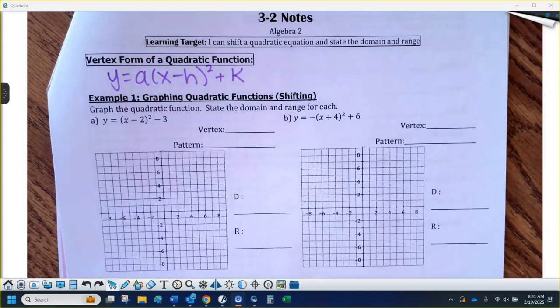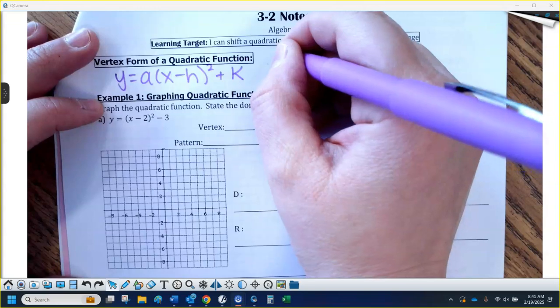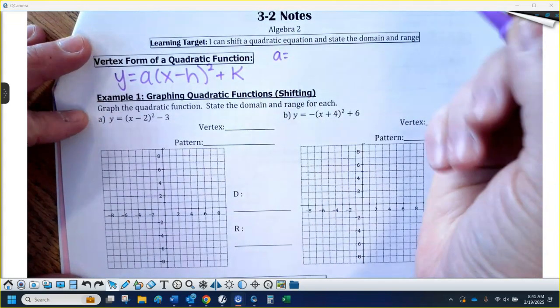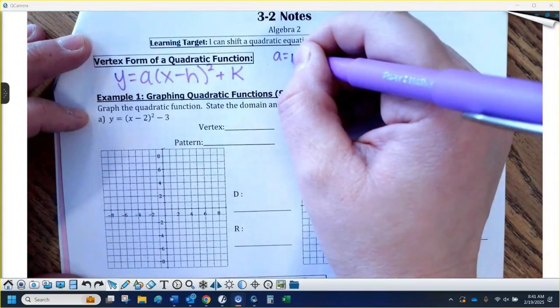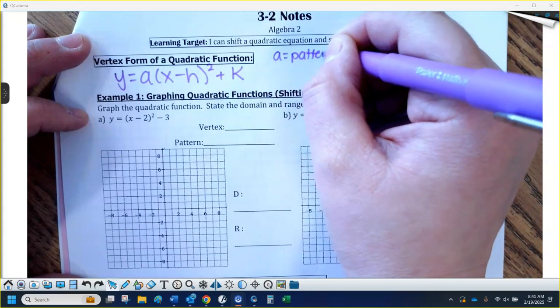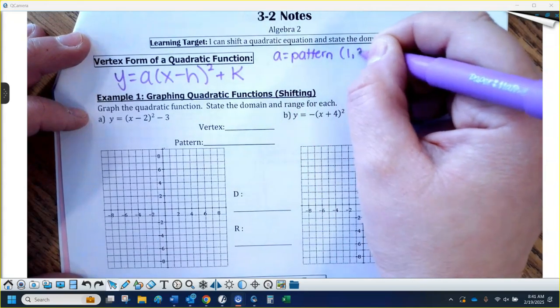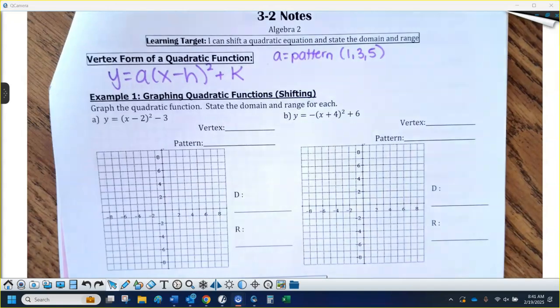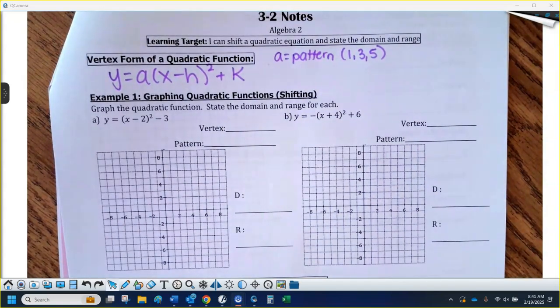I gave you this formula yesterday, but really the equations were not necessarily in this format because we didn't have any that had parentheses. And so we're just going to have parentheses in these today. That A value, whatever's in front of the parentheses, that'll help you with that pattern we talked about yesterday, the 1, 3, 5, so you don't have to make a table.